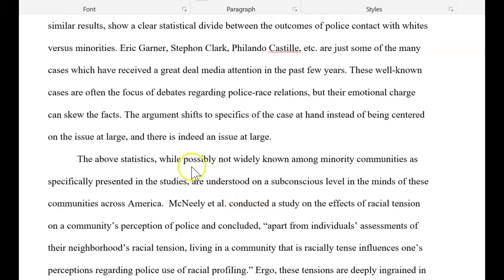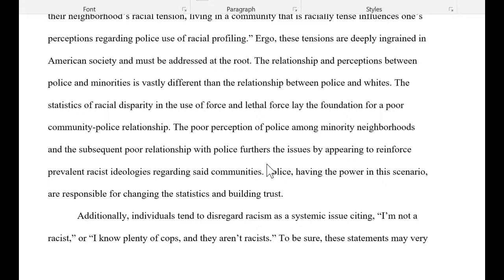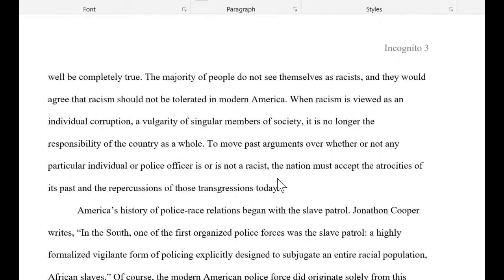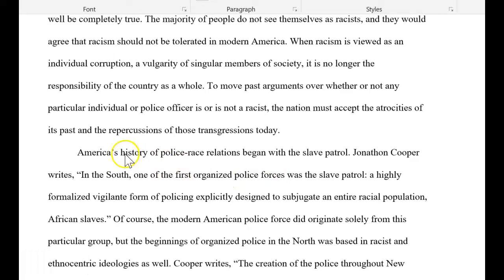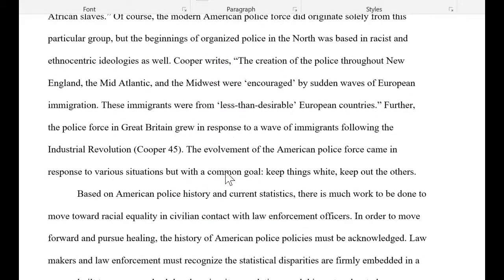The second paragraph introduces how this affects communities at a subconscious level, and again, a source, in this case McNeely, comes in and supports that. So that's the sort of pattern you want to establish in your body paragraphs. If we go a little farther in here is one that connects this now to America's history of police-race relations. It began with the slave patrols. So that certainly extends this way back in history, but shows that this is a deep-rooted issue. There's a source here, Cooper, that is brought in to provide evidence for that.